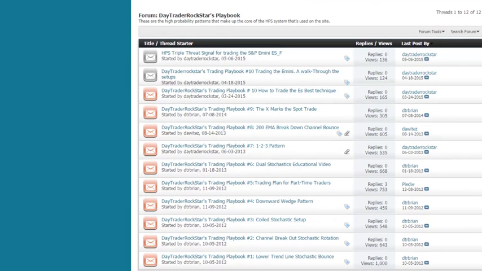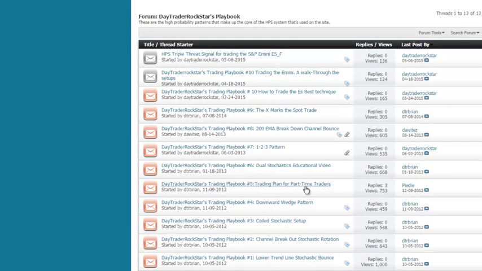There's about 10 of them. Each one: how to, the 1, 2, 3 pattern, the wedge pattern, coil stochastic setup, the channel breakout, X marks the spot, the ES trading techniques, triple threat signal. And I'm going to always add some new ones on there, some that need to be updated and so forth. But that's where you would find them.